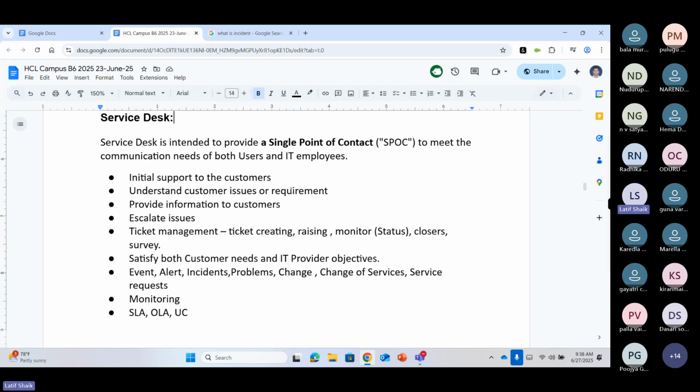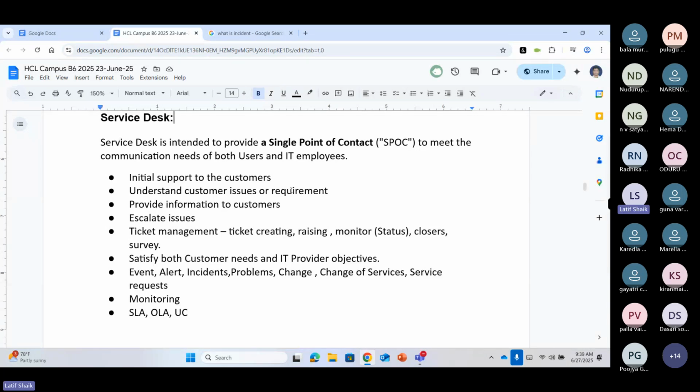But these stories are important to understand. Again, initial support to the customers: understand customer issues and requirements, and provide information to the customers. Escalating the issues: if the issue is not in your hand, that is, the issue needs higher technical knowledge and experience, then you will escalate to the higher levels. Escalating.